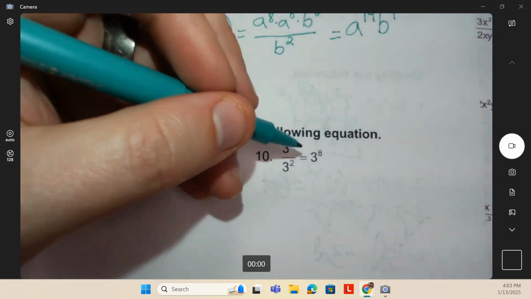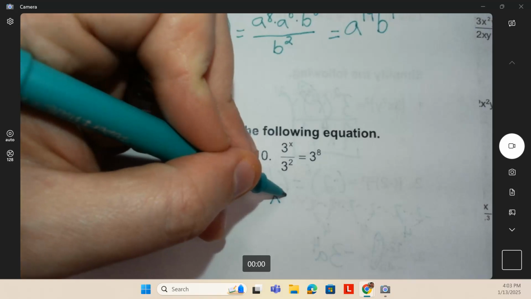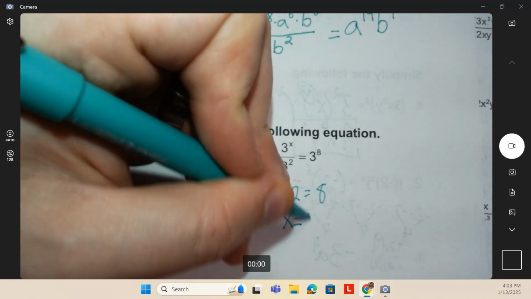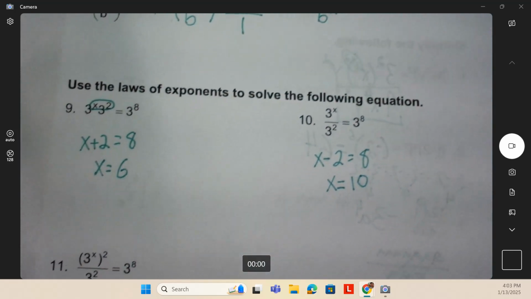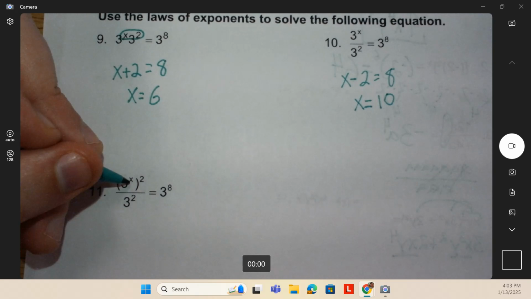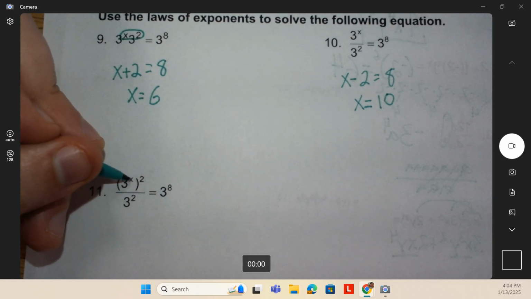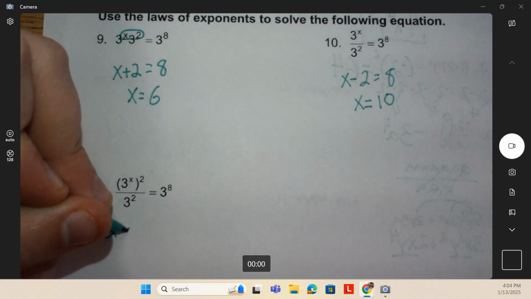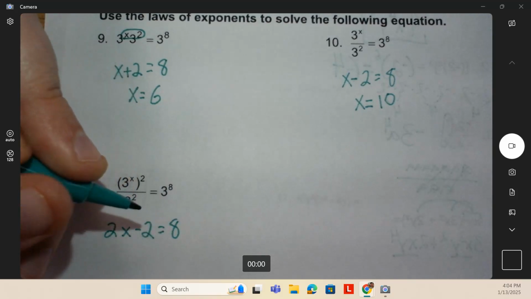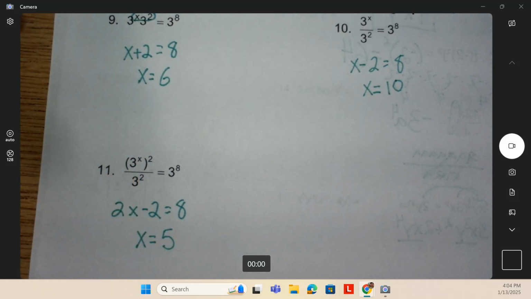Same thing happens for number 10. If I'm zooming into the exponents, I go down a level from division to subtraction. So I do x minus 2 equals 8, where I get x equals 10. And for the last one, same thing. I'll zoom in, and when it's 3 to the x power to the second power, since that's something to the power, I'll multiply them to get 2x, and then that's subtracting 2 from it to equal 8. And when we solve that out, we should get x is equal to 5.